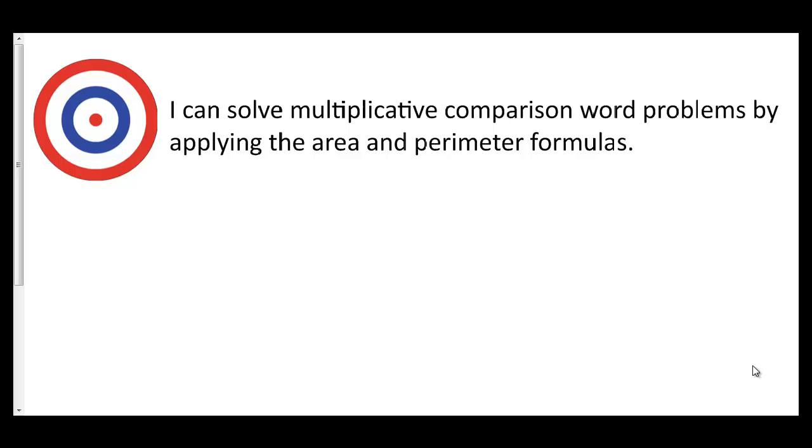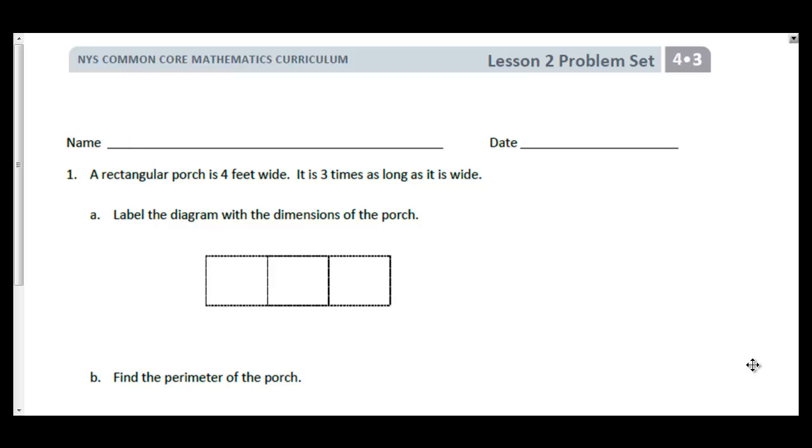It sounds complicated, but it isn't. Today we're going to skip the journal and go straight to the problem set. Okay, so you're going to notice on your problem set that you have a rectangle, and here's your problem. A rectangular porch is 4 feet wide. It's 3 times as long as it is wide. So it says label the diagram with the dimensions of the porch. It tells us in the problem that it is 4 feet wide, so we're going to start there. We're going to put 4, and I'm just going to label this feet.